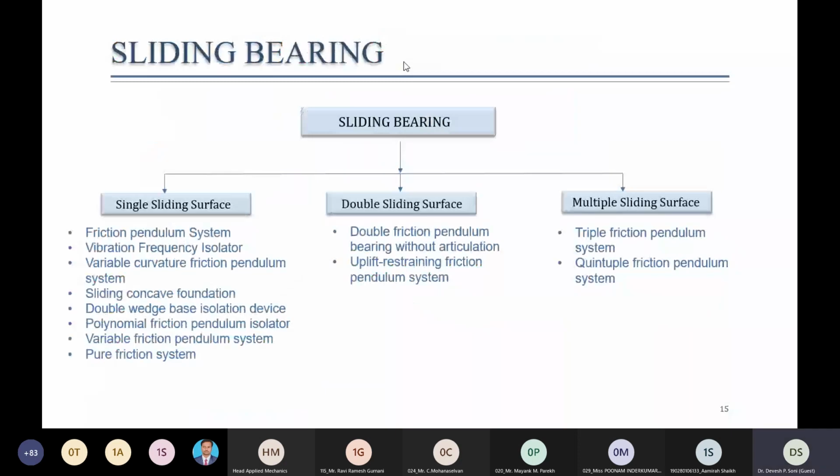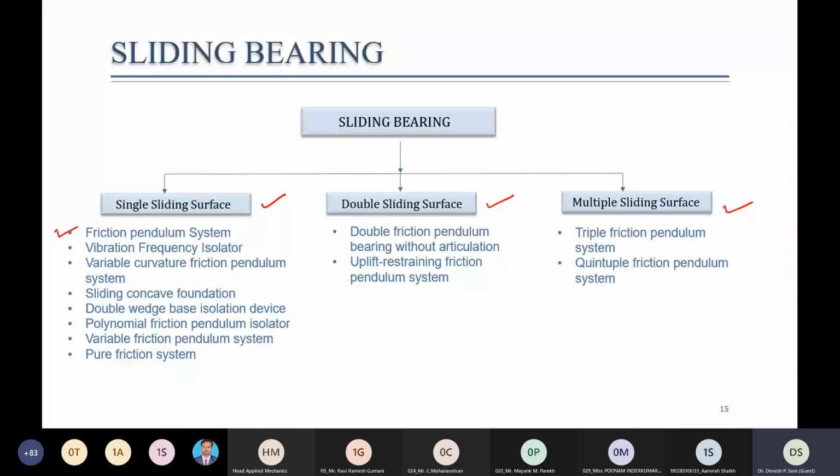Now the third type, sliding bearing, the advanced version of seismic isolation, and it works on the sliding principle. Here we have categorized the sliding system into three groups: single sliding surface, then sliding isolation system with double sliding surface, and the isolation system with more than two sliding surfaces called multiple sliding surface. See, it is very interesting to see different types of single sliding surface.